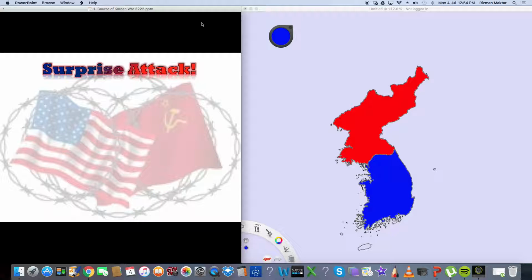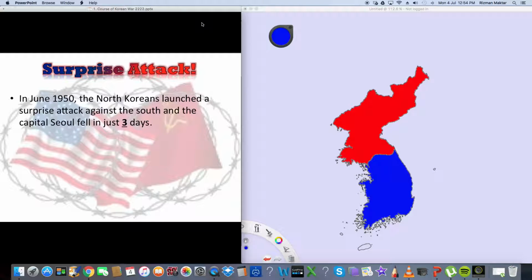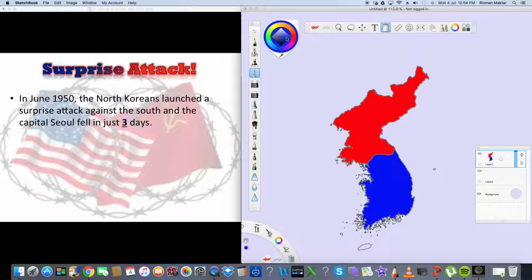Surprise attack in June 1950. North Koreans, out of the blue, with no warning, did a surprise attack on the South. So now with the red half and the blue half, let's just draw arrows down to indicate their attack.